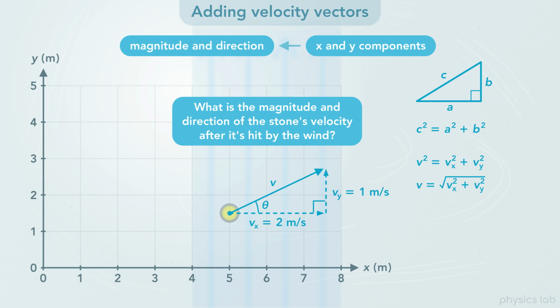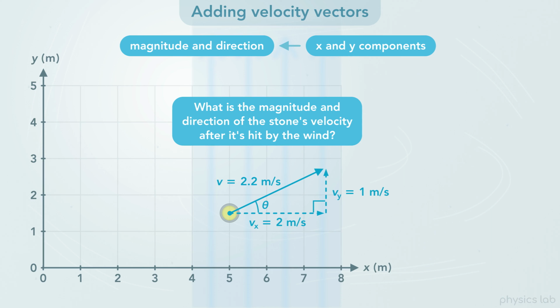We can take the square root of both sides, so we just have v on the left. Then if we plug in 2 meters per second for vx and 1 meter per second for vy, we find that v equals 2.2 meters per second. That's the length of the hypotenuse, and it's the magnitude of the velocity.